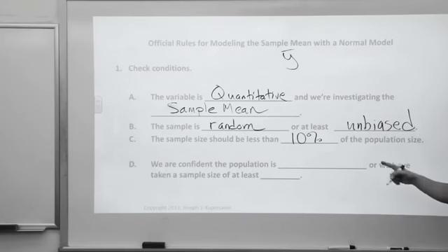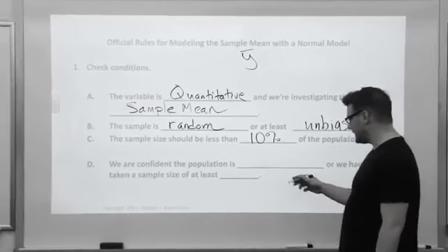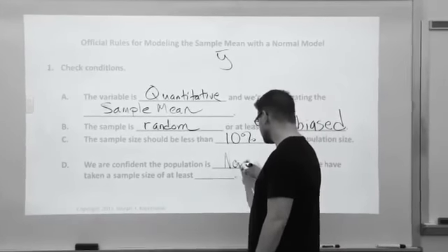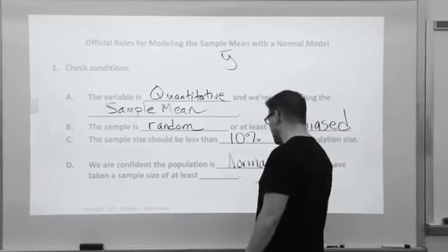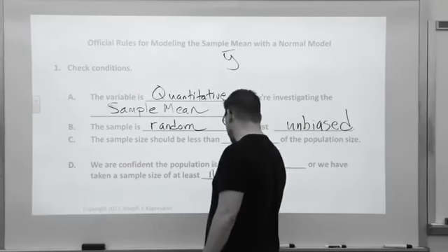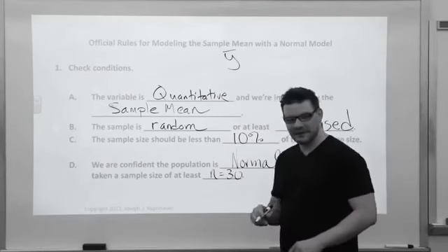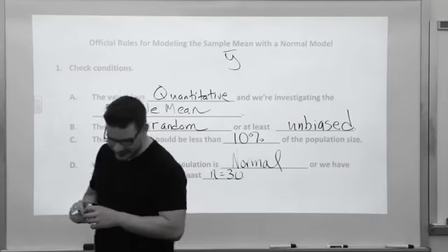And finally, here's the one I was thinking of back in B. We're confident that the population is normal, or we have taken a sample size of at least n equals 30. All right, glad we clarified all that.